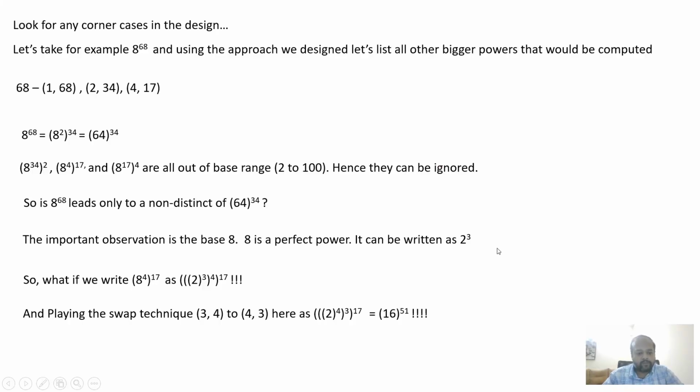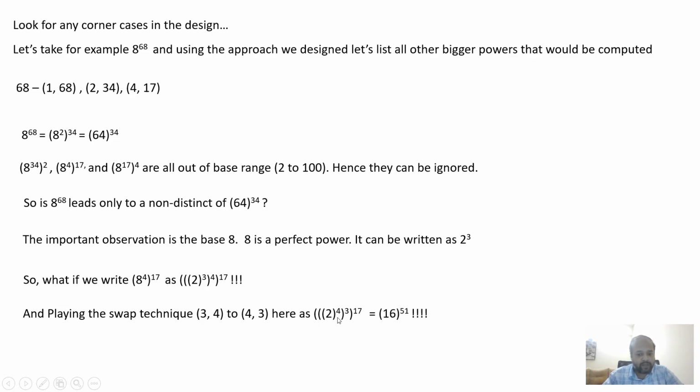Yeah. So what did we get here? By expressing the base, if the base is a perfect power, right? So that is the key thing here. If the base is not a perfect power, then there is no point getting into this kind of a corner case.